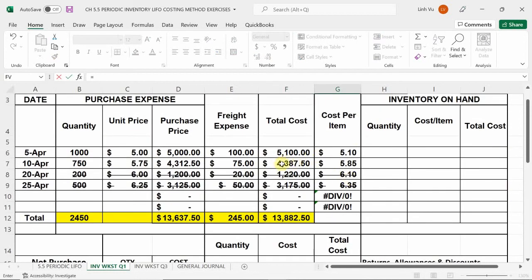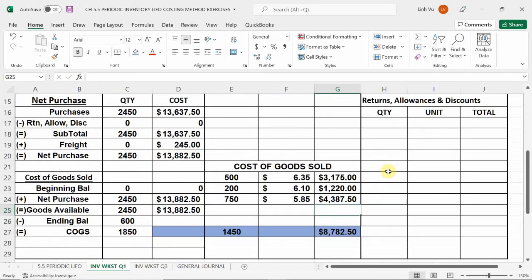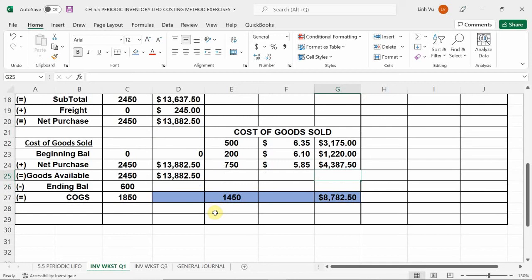So in the beginning, running all of it, it's going to cost me $4,387.50. Okay, so there, now I'm left with $1,450 that I've sold so far. How many more do I need to keep selling? 400. 400, right? If that's something that you can't calculate, you can also use Excel to try to figure it out for you.